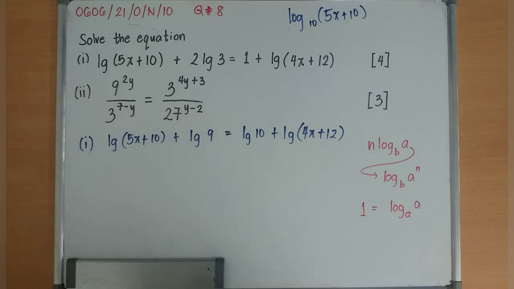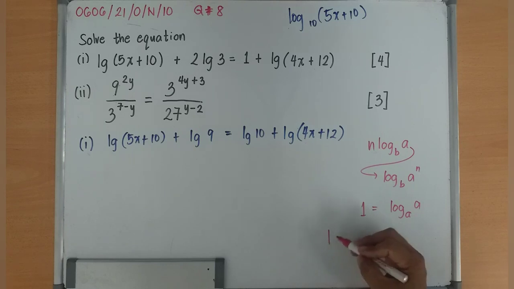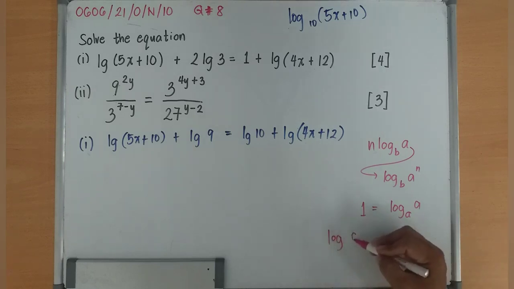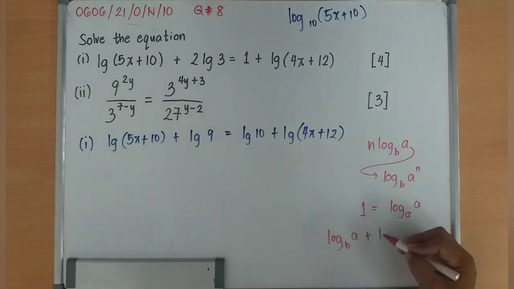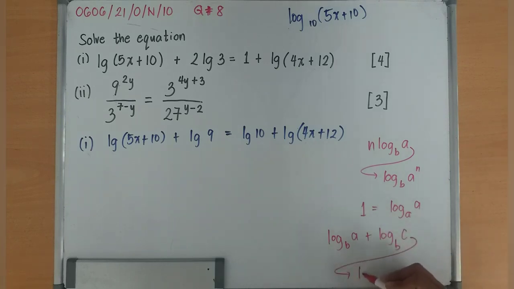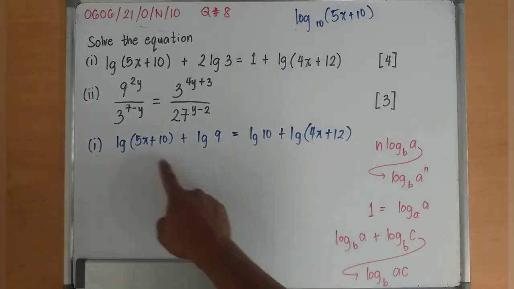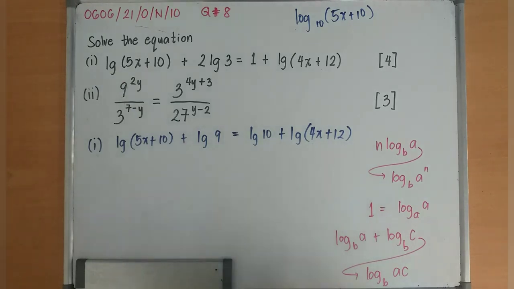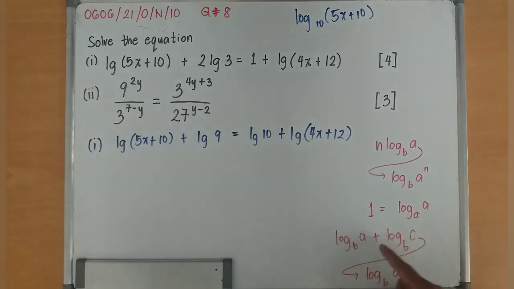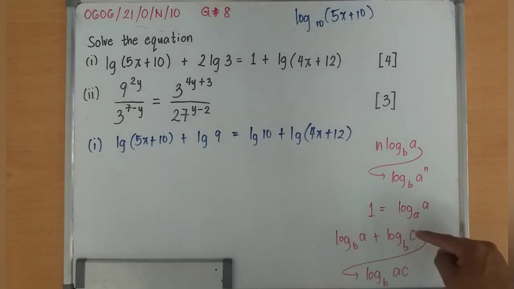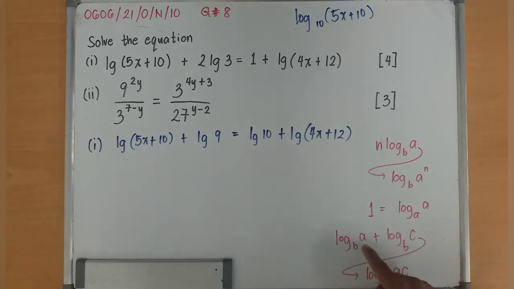Next. Logarithm also has what you call the product rule. Logarithm of a in the base b plus logarithm of c in the base b is equivalent to logarithm of a times c in the base b. Thus, I can say that I'll just basically multiply 5x plus 10 and 9, then make it a single logarithm. So these two are two logarithms. I'll make it a single logarithm. I'll just basically multiply a and c.